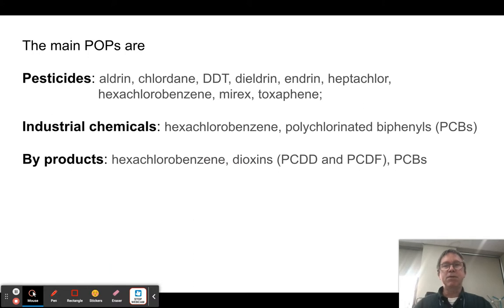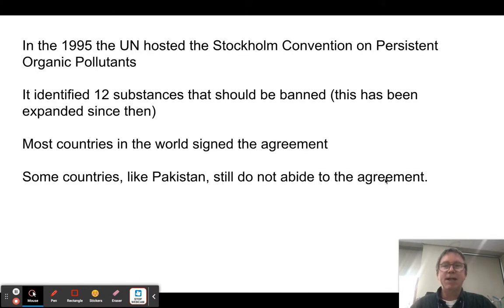Now, what are the main POPs? The main POPs are pesticides like DDT, and there are a number of other ones, aldrin, chlordane, and so on. Industrial chemicals like PCBs, polychlorinated biphenyls, and byproducts, which are like an accidental product of industrial processes. But the ones you see here all got listed in 1995.